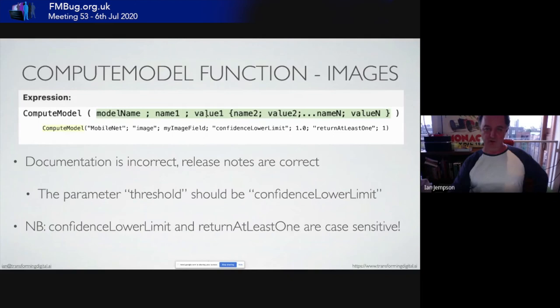It's important to note that the documentation is incorrect, but the release notes are correct. The documentation refers to a parameter called threshold, and that should actually be confidence lower limit. What I discovered is that the parameters confidence lower limit and return at least one are actually case sensitive, which is kind of a unique thing for FileMaker and caused me a bit of trouble just before I did my presentation. I'll get back to this in a second.